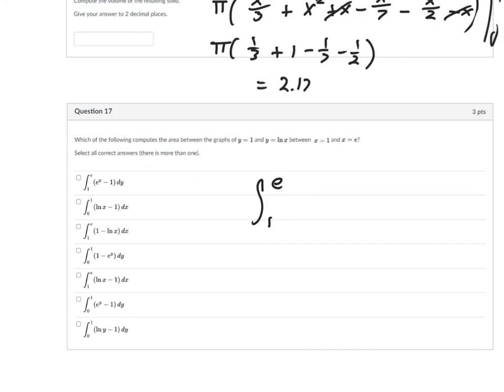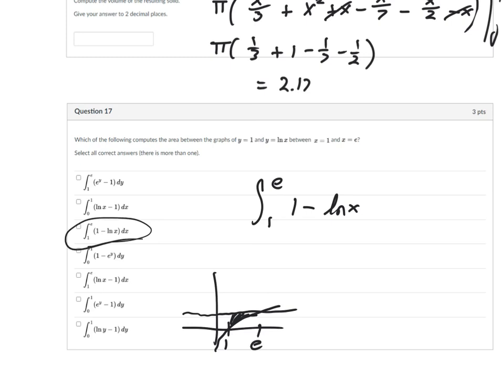So the first thing we need to figure out is which of these two is on top, right? So between 1 and e, is 1 higher or is natural log of x higher? Well, I know natural log of 1 is 0, right? So that means that the y equals 1 line is going to be on top. I'm pretty sure what this looks like is we have 1 like this, and then natural log of x will go like this, and then we have between 1 and e, right? So we want to find this area, right? So we just take the one on top minus the one on bottom, and that should get us the area between the graphs, right? So 1 minus natural log of x. Okay, so that will be this answer.